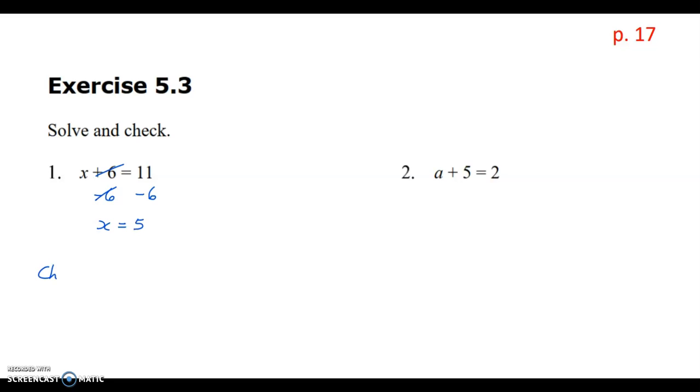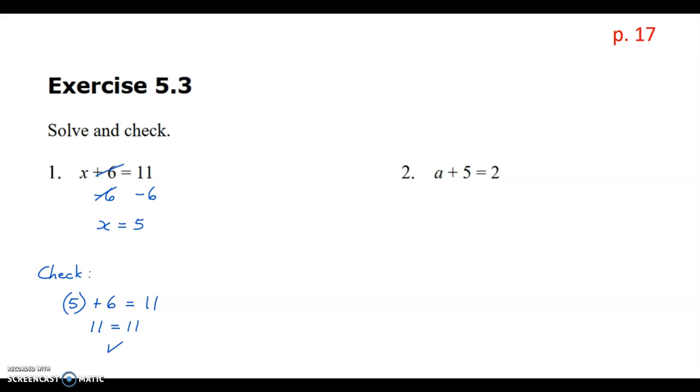You don't have to check every question, but once in a while it's a good idea to do a check. Go back to that original equation, substitute what you got for x or your variable, put it into that equation and see if it works out. 5 plus 6 is 11. 11 is equal to 11. You know you have the right answer.